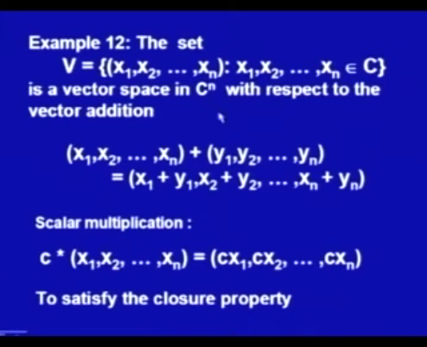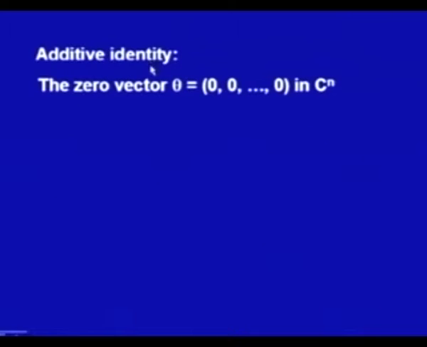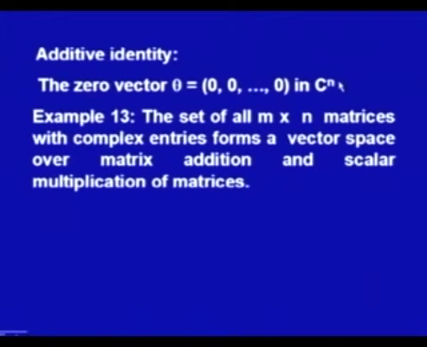If you consider Rn as a real vector space, then there will be a problem. So, to satisfy the closure property, we consider the coefficients x1, x2, xn belonging to C instead of R, and this means that the set V is nothing but Cn. So, Cn forms a vector space with respect to these operations. The additive identity can be checked easily, because the zero vector theta, 0 0 0, is also in Cn. The rest of the properties can easily be checked. So, this forms a vector space.